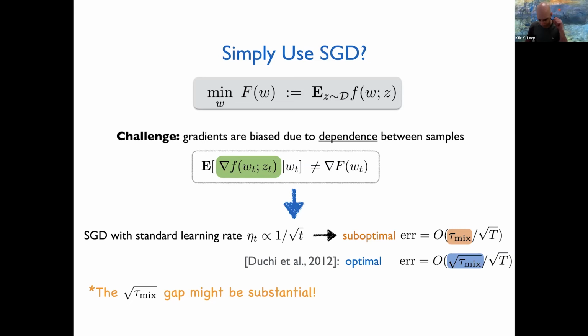There are some Markov chains for which the mixing time is proportional to the number of states that this chain can take, and this might be huge.